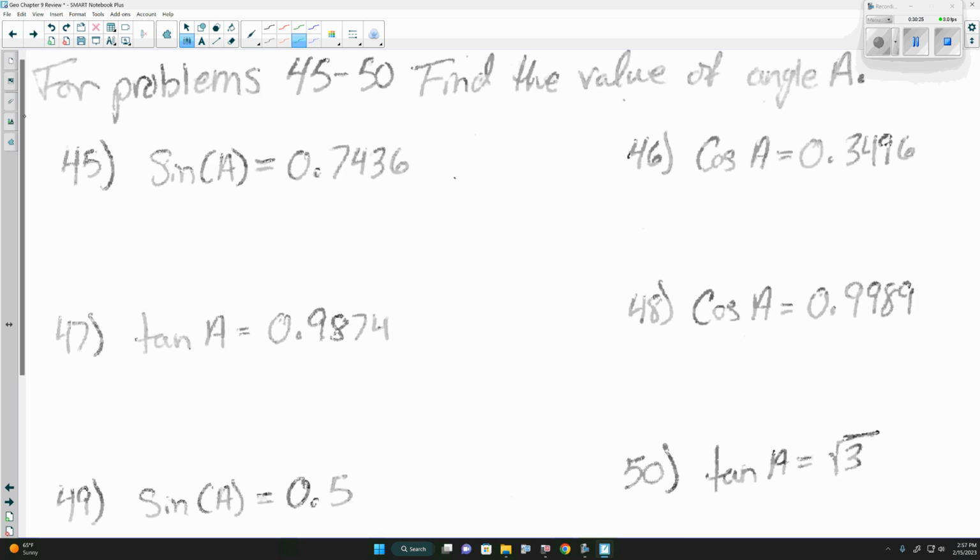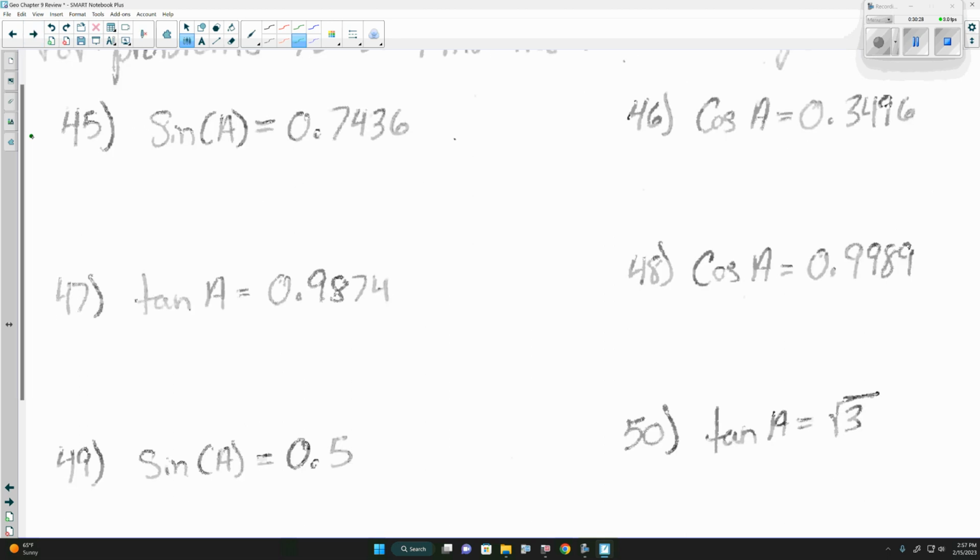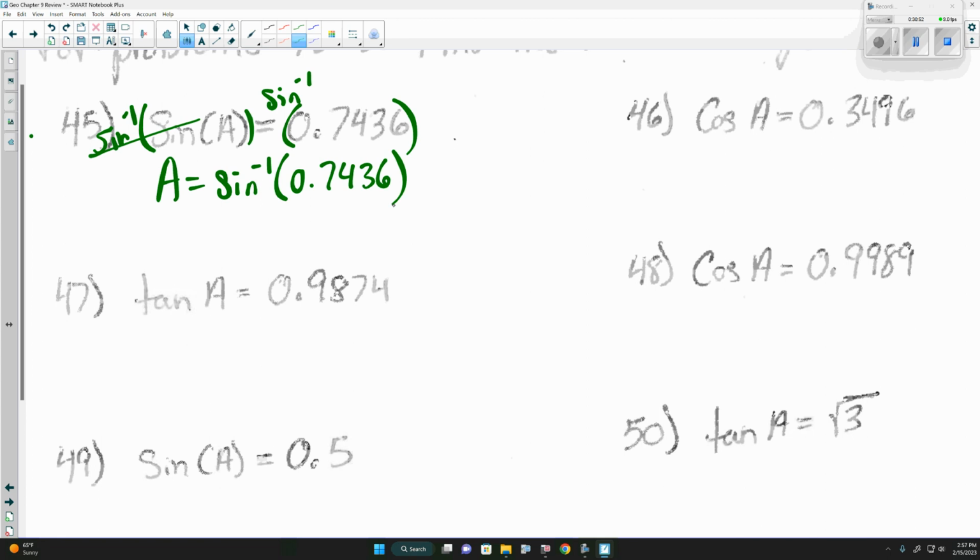Now, let's look at 45 through 50. Again, to find the angle, we're using our inverse trig functions. So sine of angle A is equal to 0.743. We would apply sine inverse to both sides, as these will cancel, leaving us with A is equal to our given angle. We're just applying sine inverse to both sides. Well, at this point, we can plug this here into the calculator.